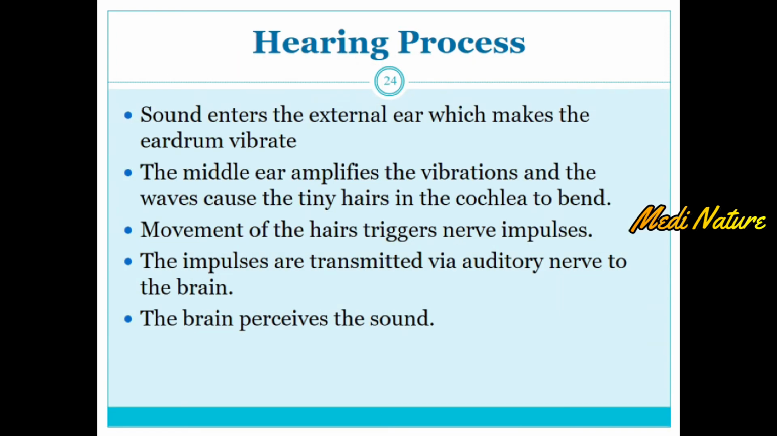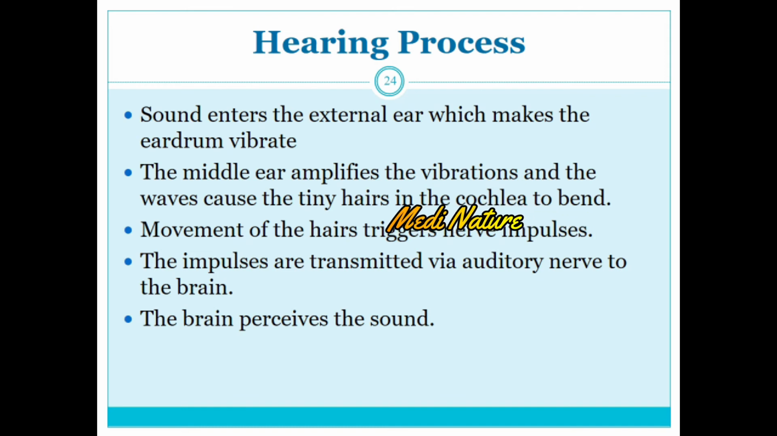Now let's see the process of hearing. First, the sound enters the external ear. Then the sound goes through the external auditory canal and finally it hits the eardrum. When the sound hits, the eardrum starts to vibrate. This vibration is amplified by the bones in the middle ear. The amplified vibrations are then transmitted to the cochlea, which lies in the inner ear.